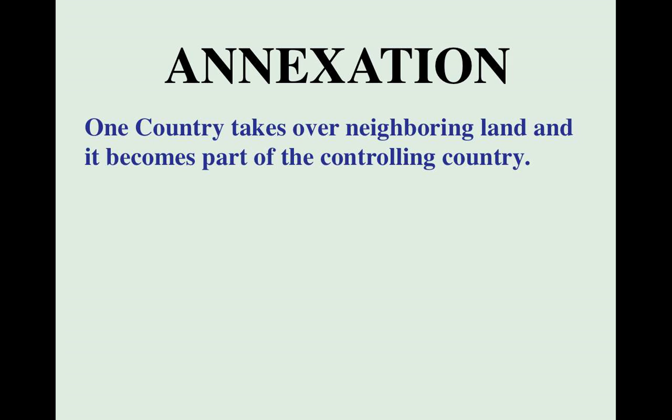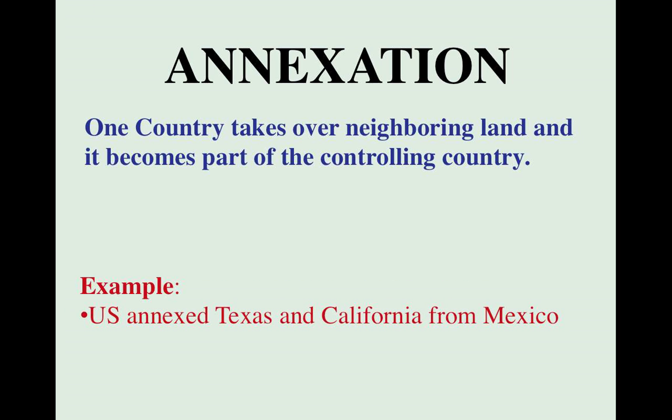Annexation is very simply just taking over your neighbor. Imagine the United States attacking Canada and then getting rid of the Canadian government and making Canada part of the United States, and all the people that are Canadian now being U.S. citizens. This actually did happen in history when the United States was expanding westward. The United States attacked Mexico and annexed Texas, and pretty much everything between Texas and California.